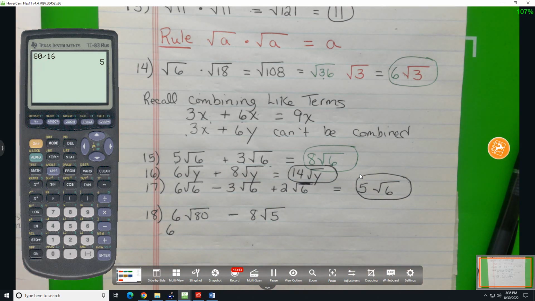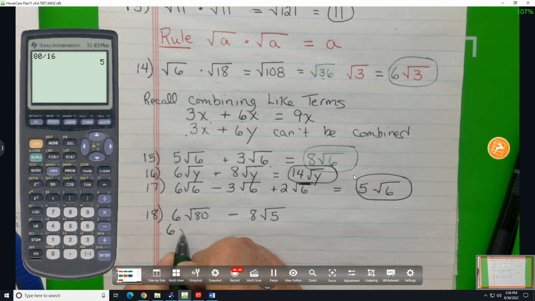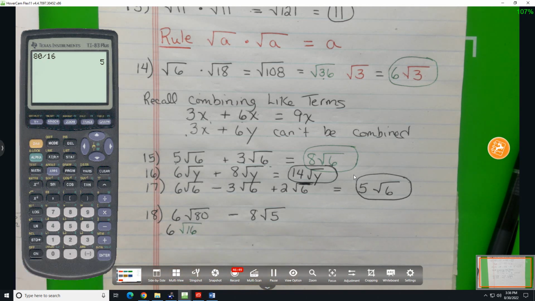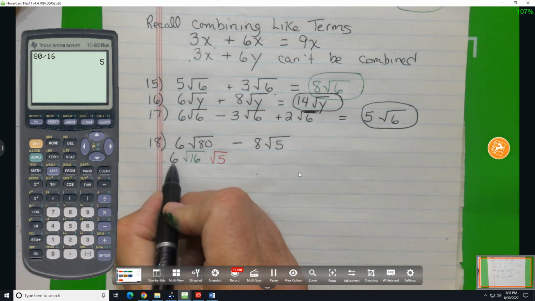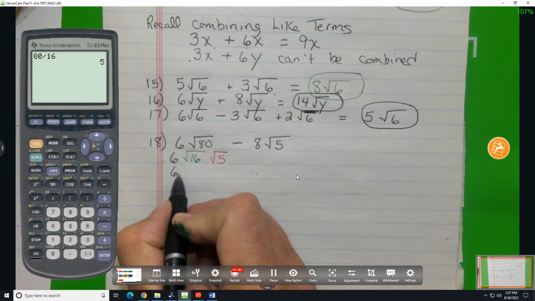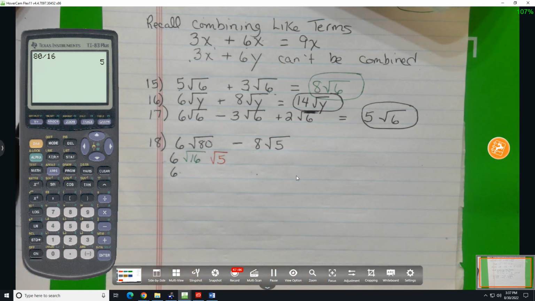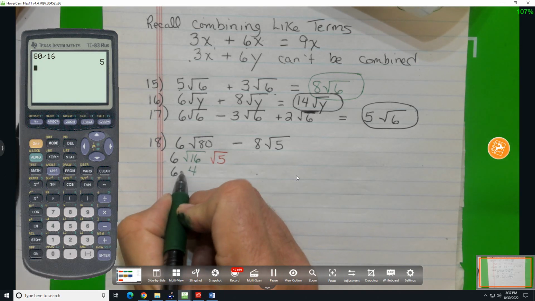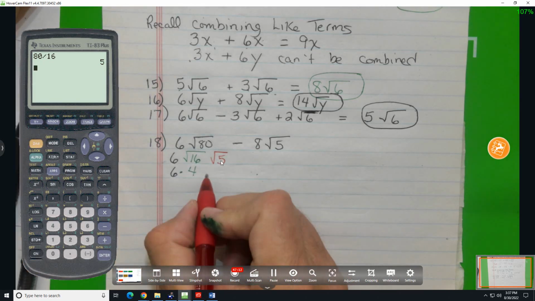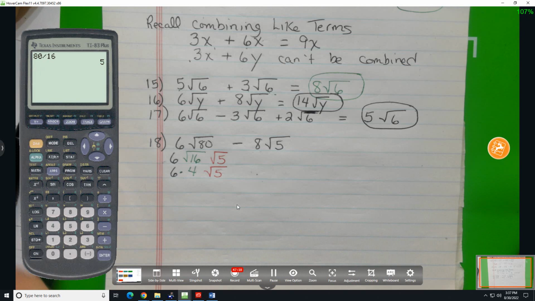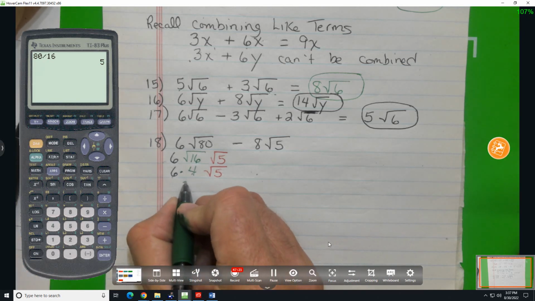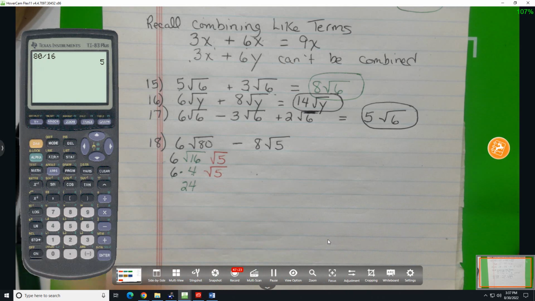I'm now going to rewrite the 80 using green and red. I'll have a green 16 times a green square root of 5, a red square root of 5. I'm carrying down that black 6 times, what's the green number? Is it 4? Square root of 16 is 4. What do we do with the square root of 5? Bring it down. So we have 6 times 4, 24 square root of 5.